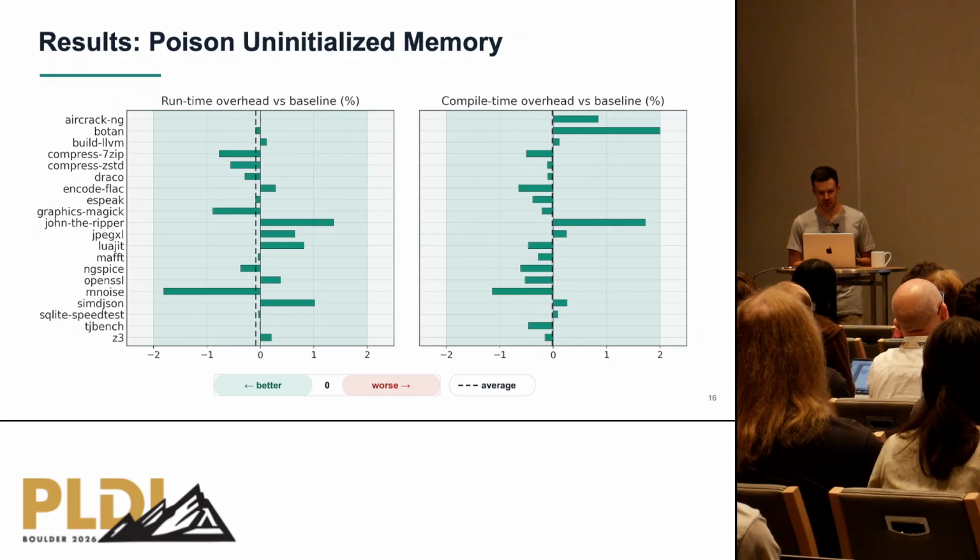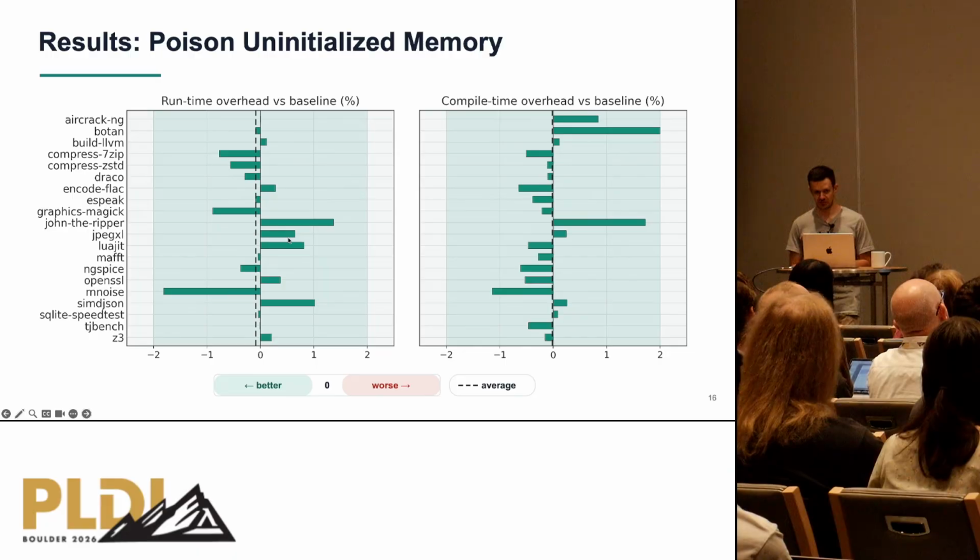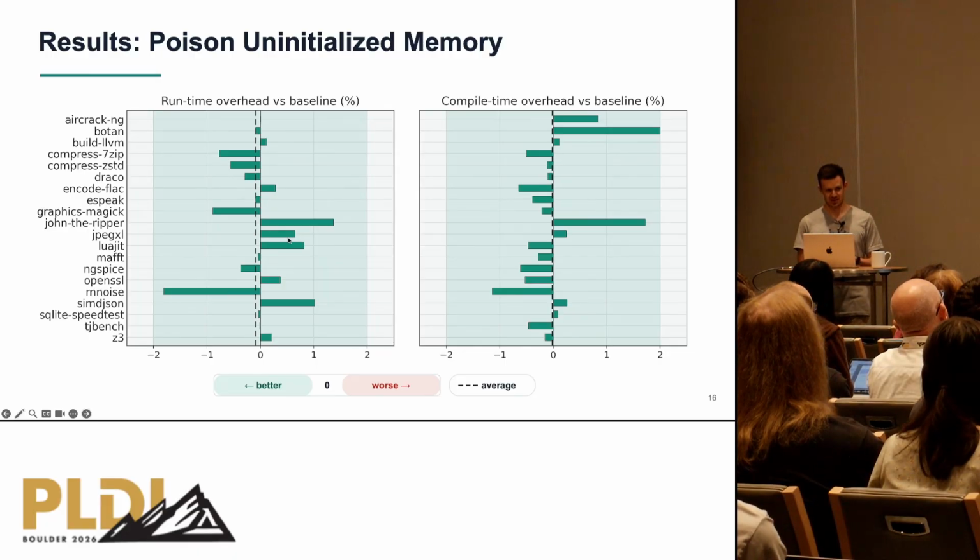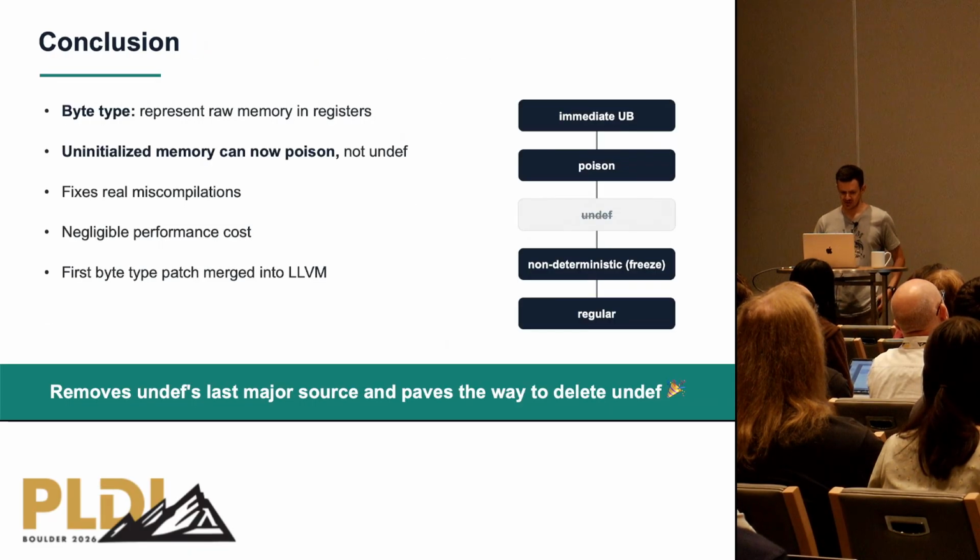Lastly, we benchmarked an implementation where we switched uninitialized memory to poison and lowered the bit fields through the freezing load. The average regression and compile time impact here are about 0. The largest regression we observed was in runtime, I believe John the Ripper, with around 1.5%. We traced this regression back to a loop alignment heuristic, which reacted to some small code changes, not necessarily to our new semantics. So to conclude, we introduced a new byte type and a freezing load.